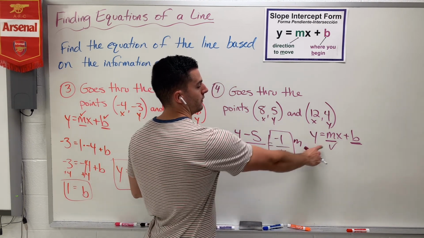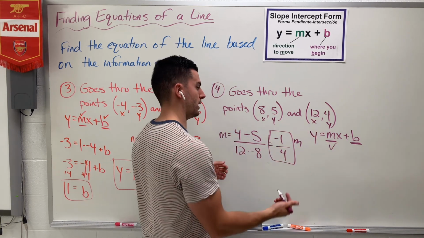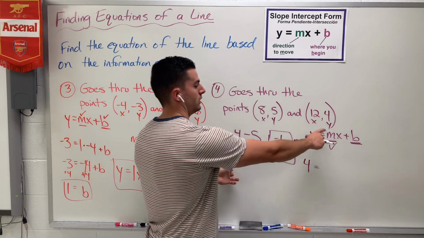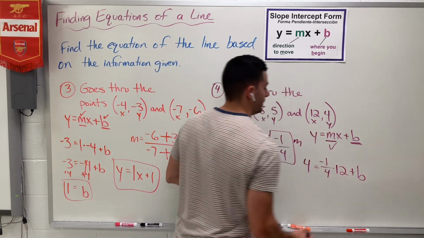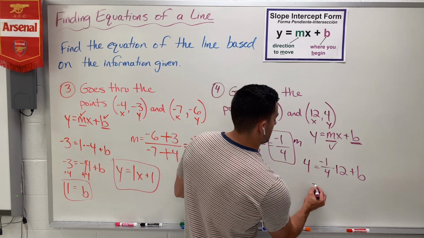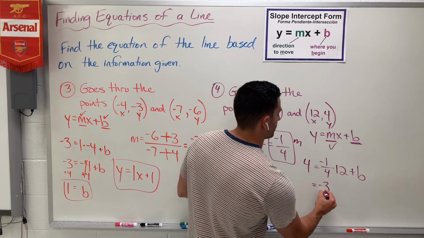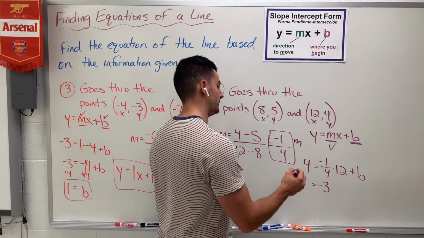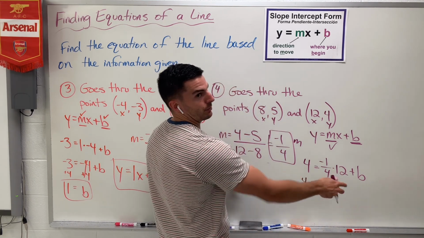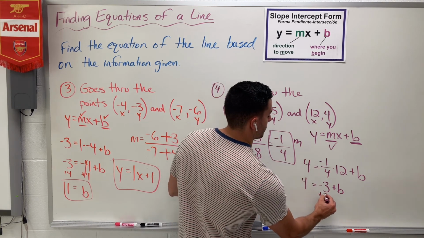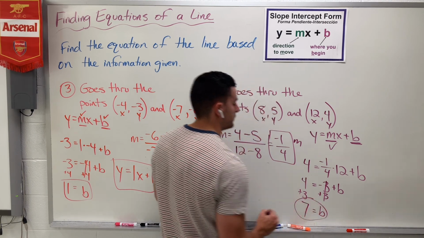So I plug -1/4 in for m, 4 in for y, and 12 in for x, all at the same time. So 4 equals m times x, so -1/4 times 12, plus b. I multiply the m and the x: -1/4 times 12 is -3. It's basically the same as dividing by 4, and making it negative. So I have 4 equals -3 plus b. The last step is to add 3 to both sides. So 4 plus 3 is 7, which is my b value.